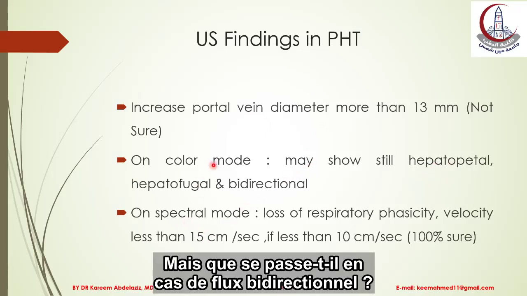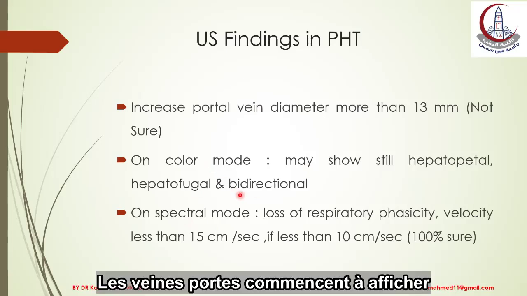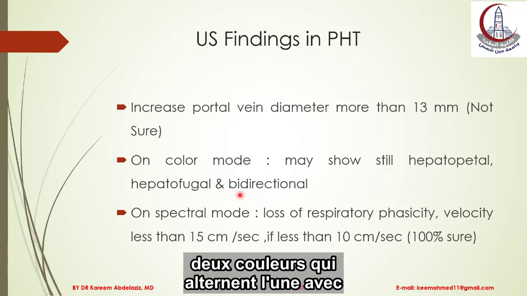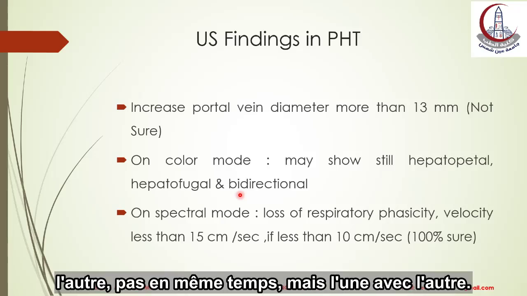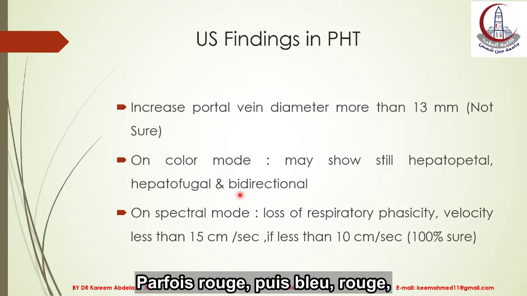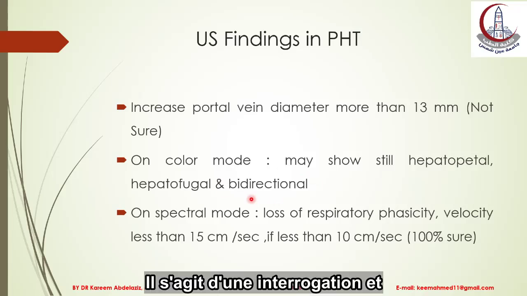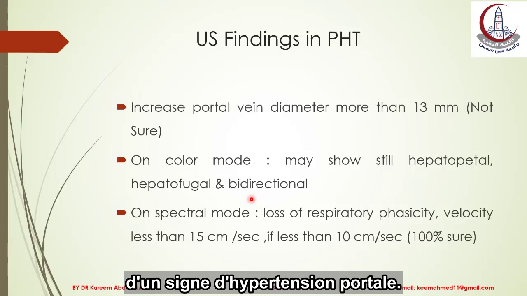Okay? But what if you have a bidirectional flow? What does bidirectional flow mean on color mode? It means that the portal vein starts to show two colors alternating with each other, not at the same time, alternating with each other. Sometimes red and then reflecting back to blue. Red, blue. I mean, it's red and then blue. This is called bidirectional blood flow. And this is a query and suggestive of portal hypertension.